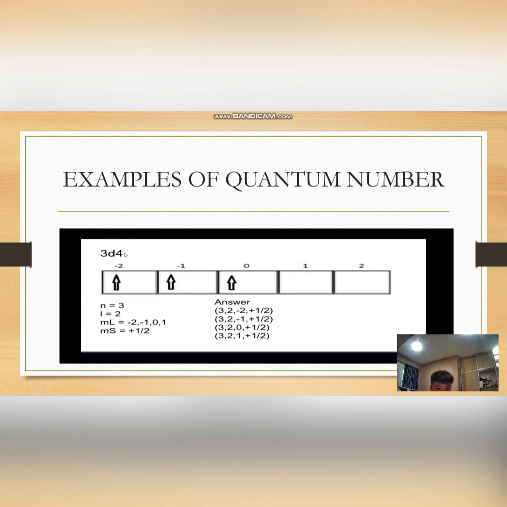3d4. n equals 3, l equals 2, ml equals negative 2, negative 1, 0, and 1, ms equals positive half.